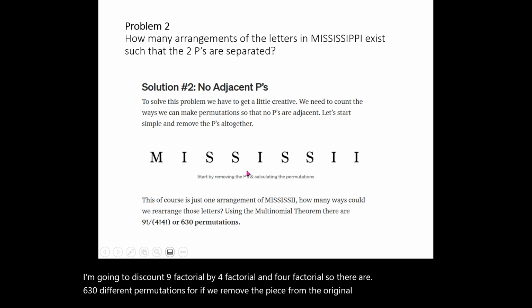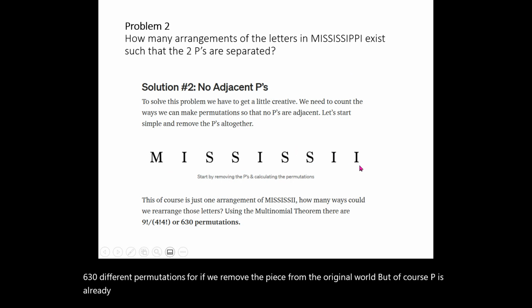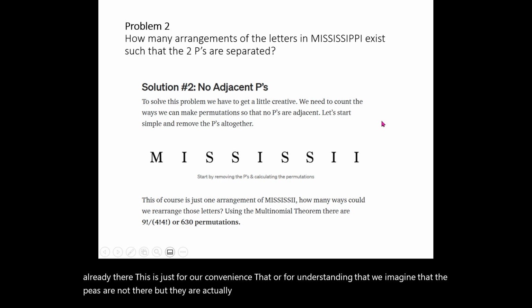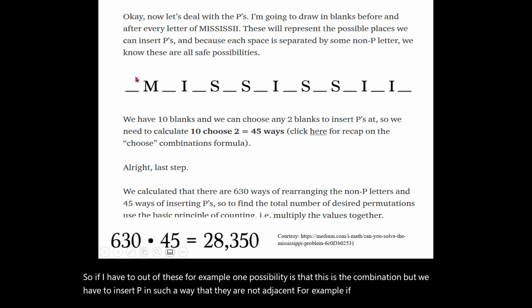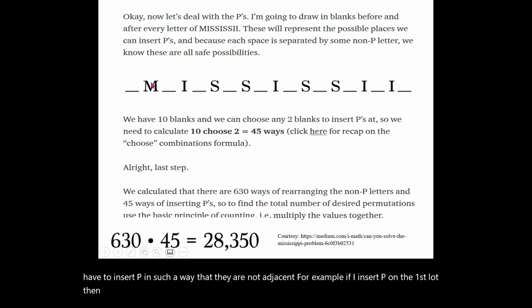But of course the P's are already there. This is just for our convenience, for understanding, that we imagine that the P's are not there, but they are actually there. So one possibility is that this is the combination, but we have to insert the P's in such a way that they are not adjacent. For example, if I insert P on the first slot, then the second slot should not be P. So you can see that I have inserted any other letter. Then the third slot, it can be P, right? Then the fifth can be P, and so on.